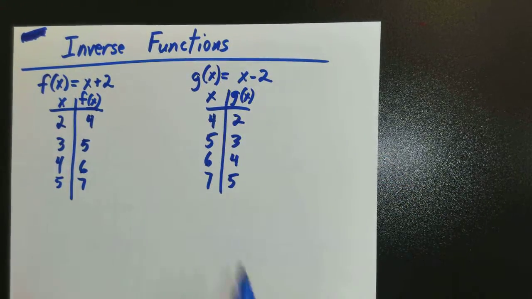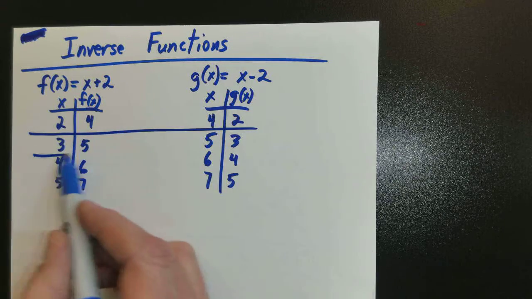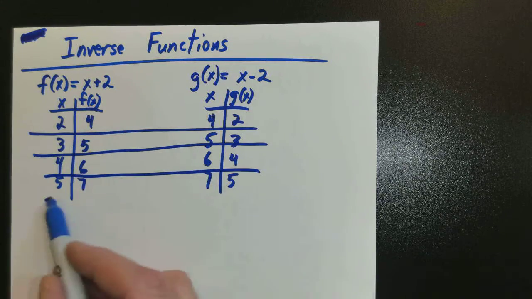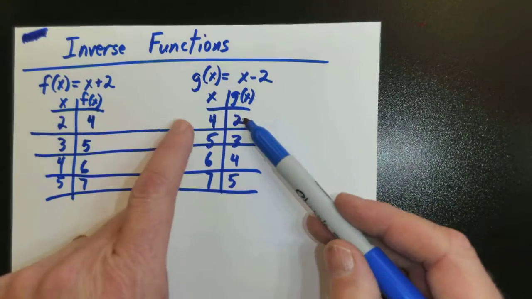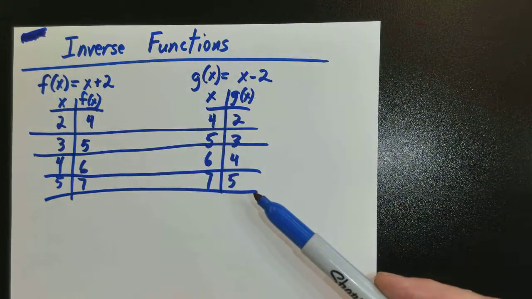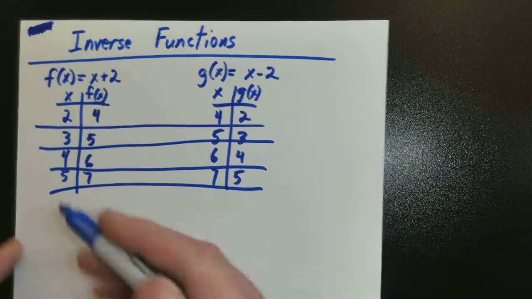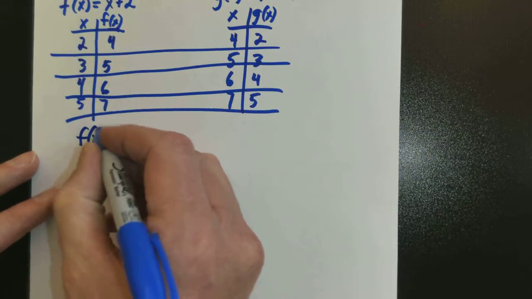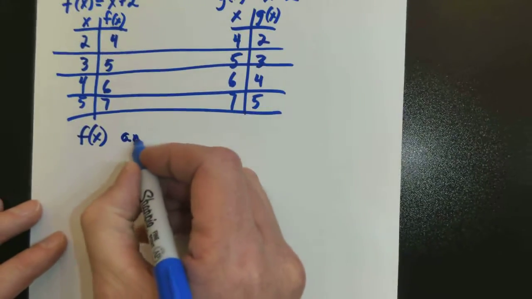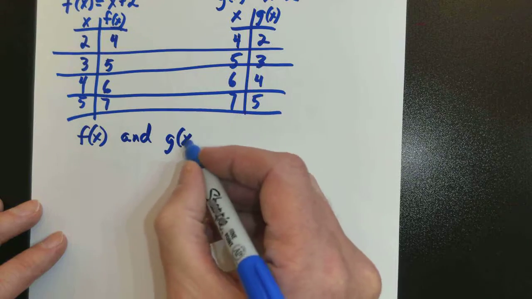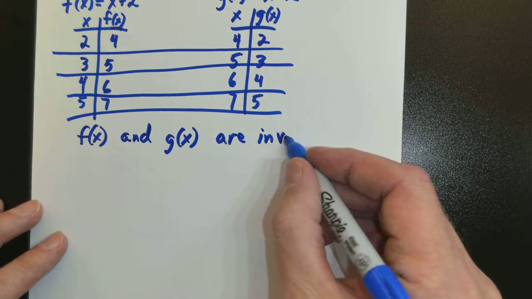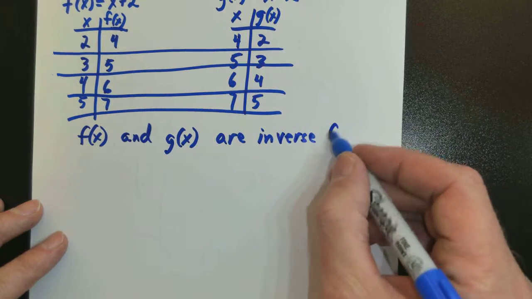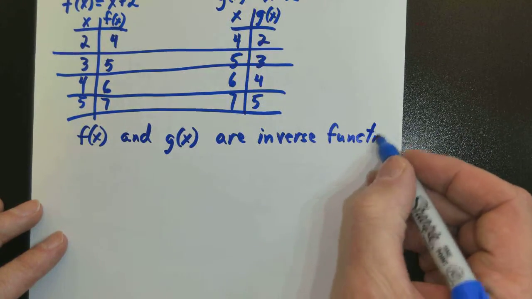Okay. Now, what do you notice? The x and y tables are just turned around here, right? F of x and g of x. And if that's true for all values, f of x and g of x are inverses. Inverse functions. Okay?